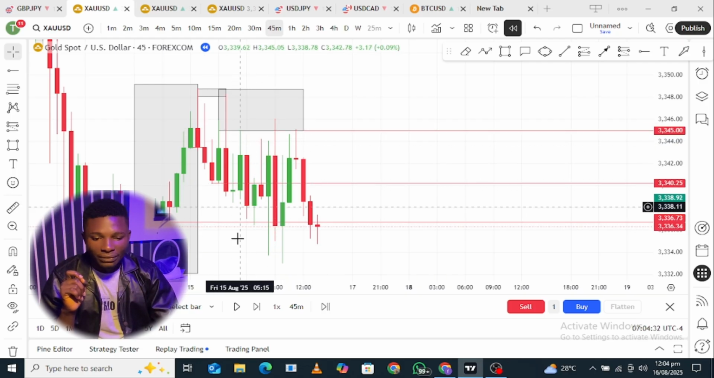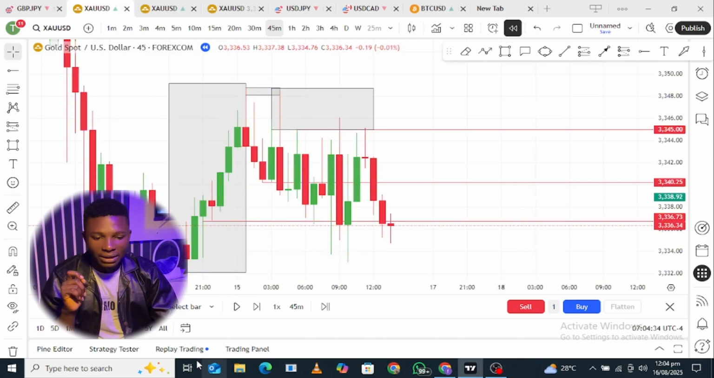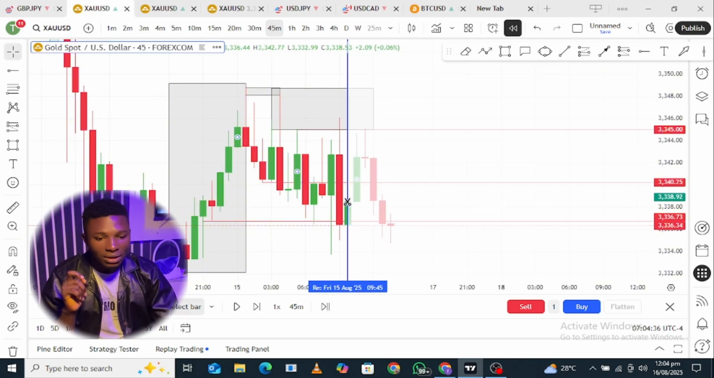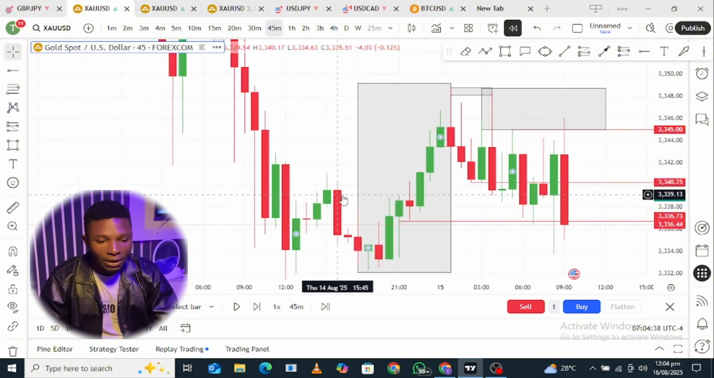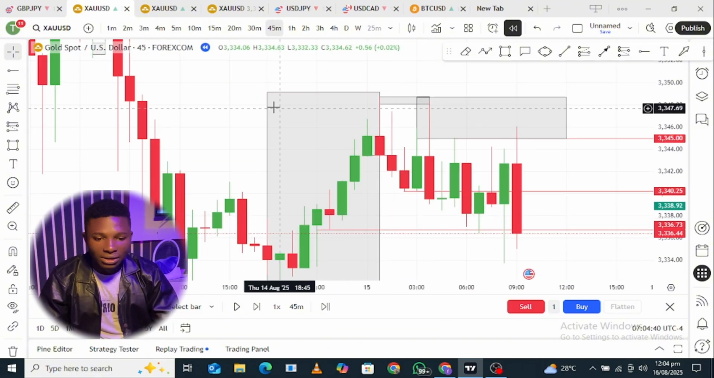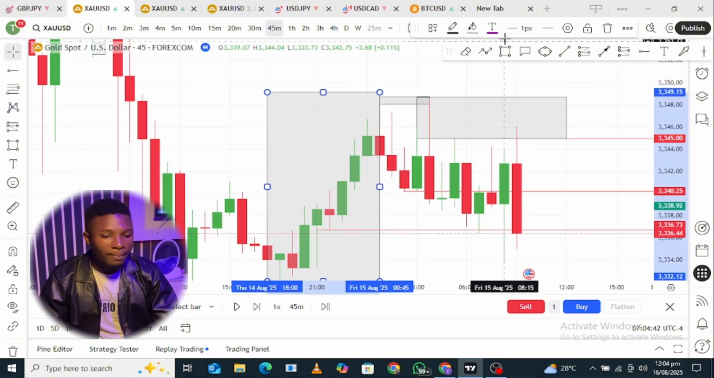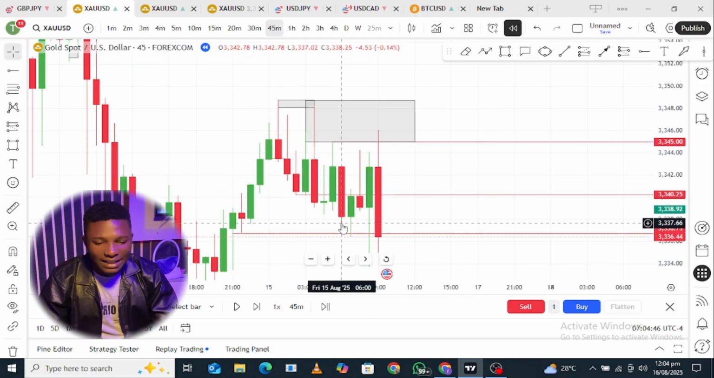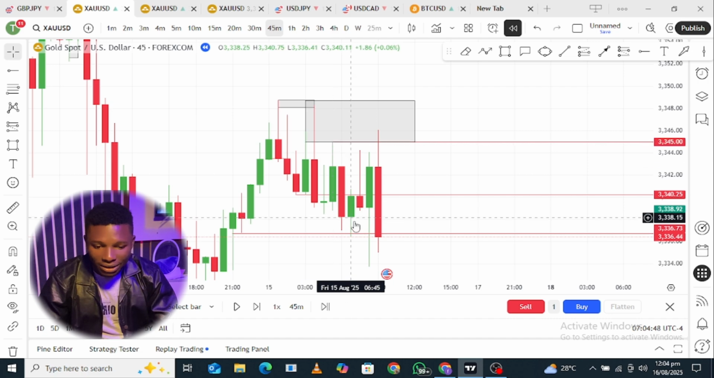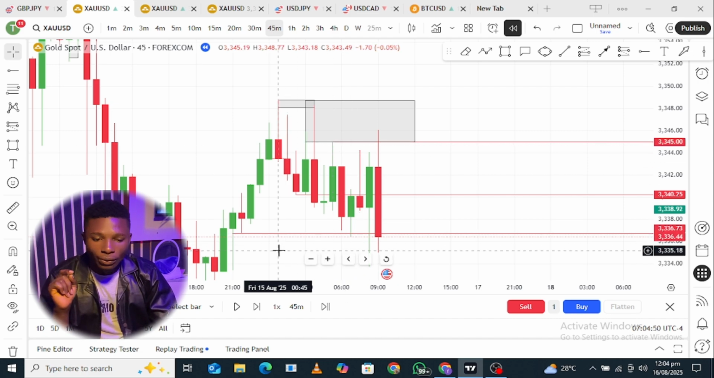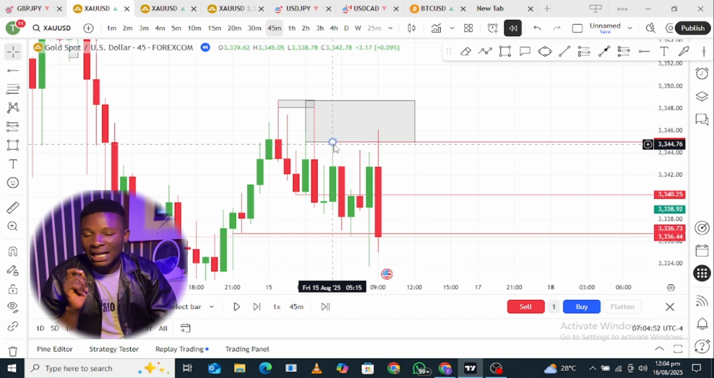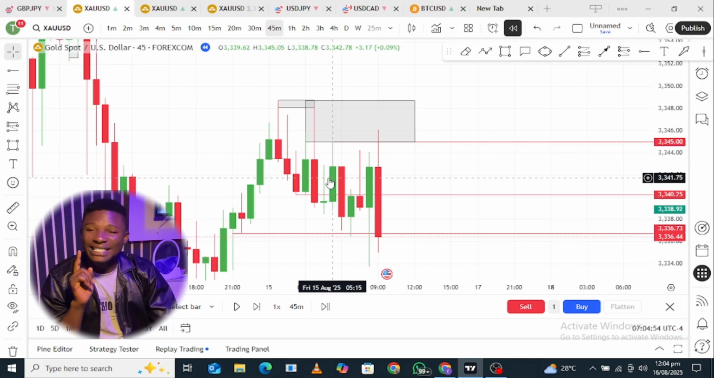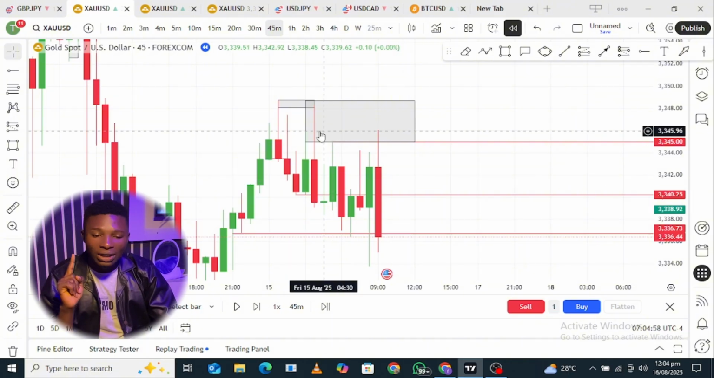Can you see? Let me use the replay bar. Let me delete this range. Alright, so price ended up taking out this particular low. Can you see? And this is the moment it took it out. It ended up breaking only one single low, so price is not going to respect this particular high. Price is going to go above it because it broke only one single low, so price is going to respect the order block above it.